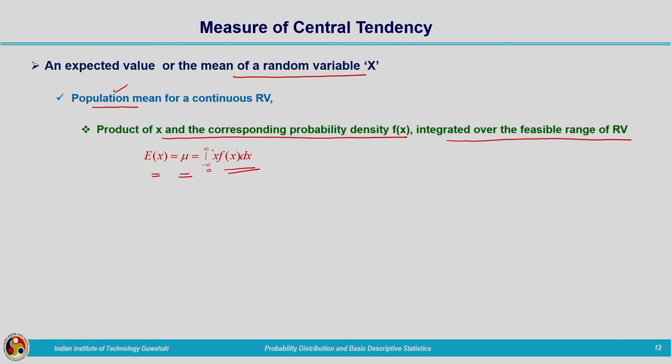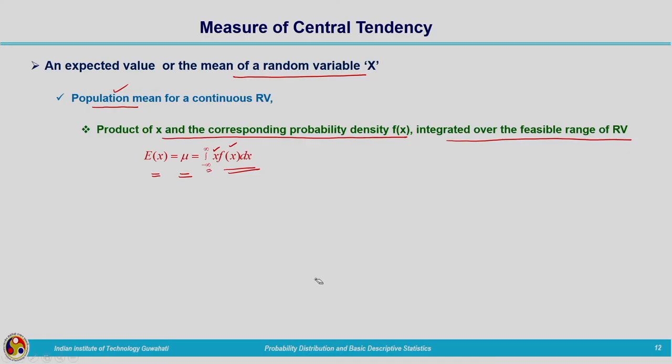What we are doing is finding the product of X and the corresponding probability density. The random variable can take any value within a certain range. So, corresponding to each value, there will be an associated probability, and that is represented by f(x). So, we are finding the product of x and f(x), integrated within the range of minus infinity to plus infinity, or within the required range. That is what is termed as the expected value or mean. In the case of population, it is denoted by mu.